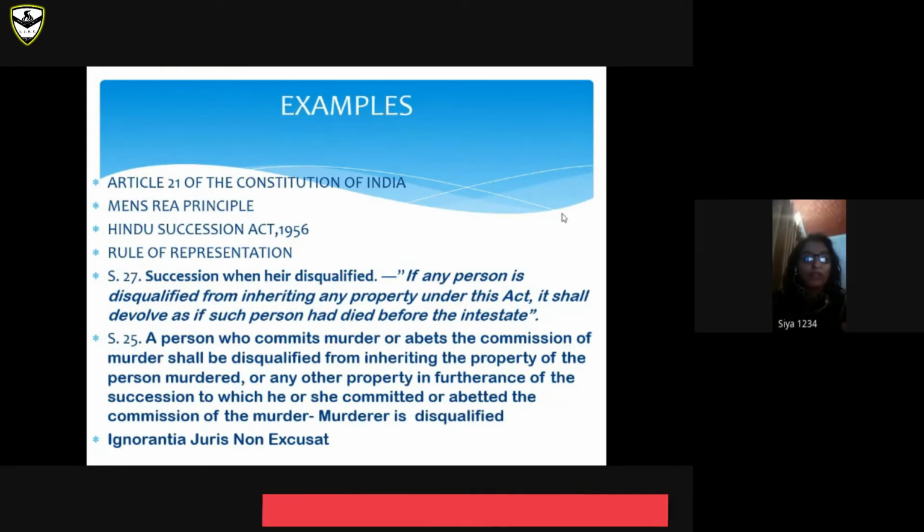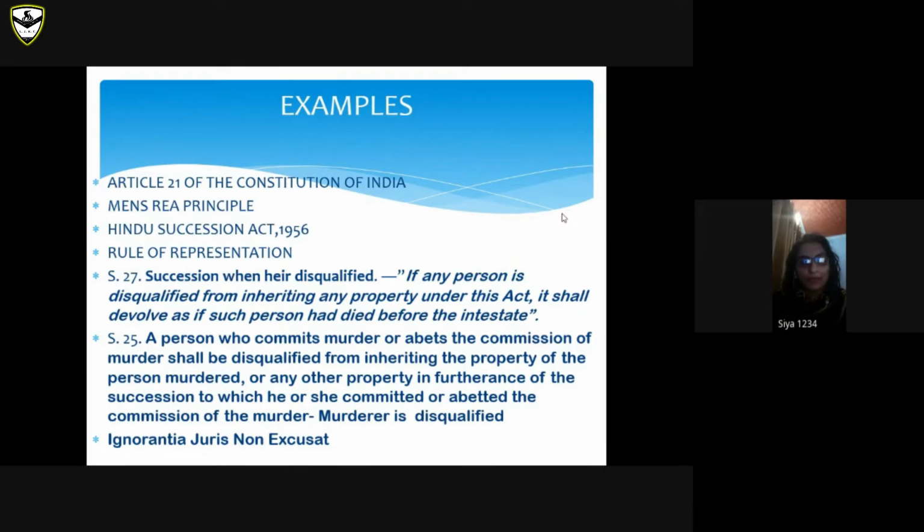What is the effect of Section 27? I have given certain clues: the rule of representation and succession when the heir is disqualified, and Section 25 deals with the murderer being disqualified. In sum and substance, did you see that no big difference comes?